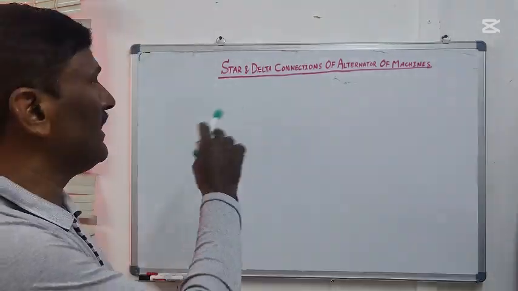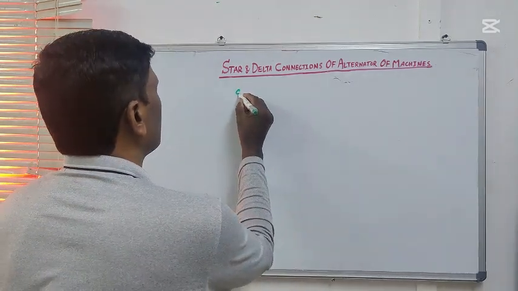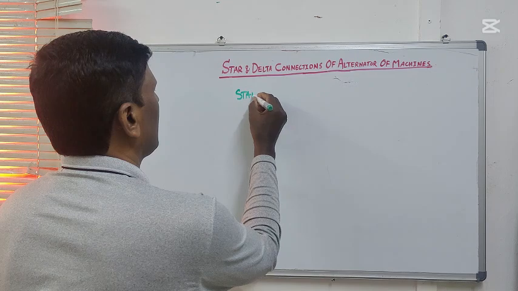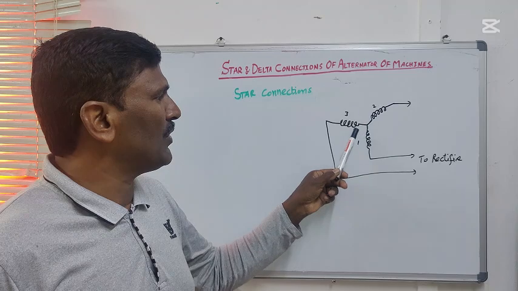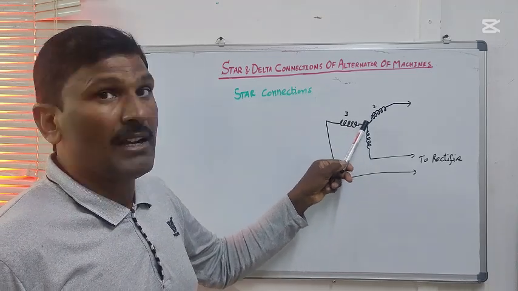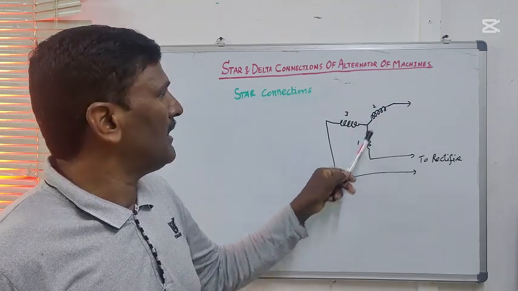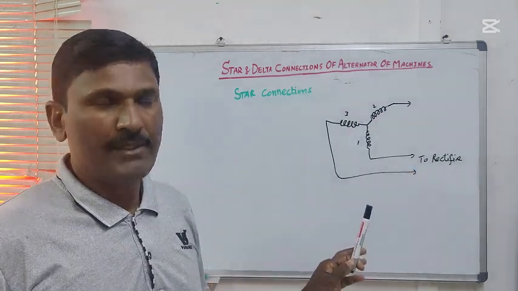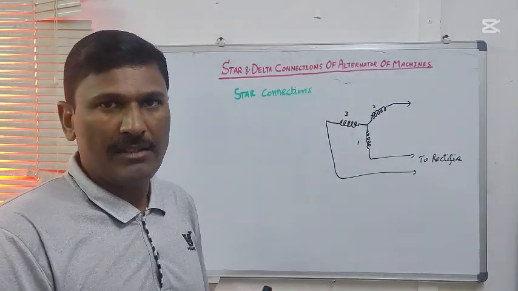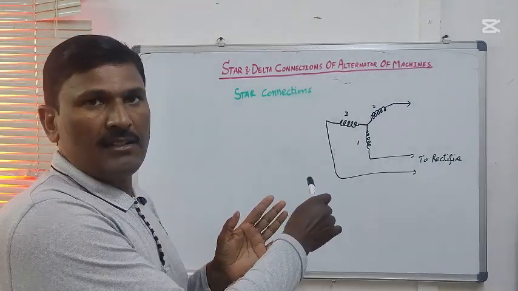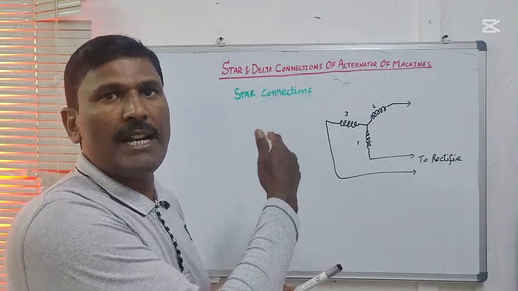So first of all, let's talk about the star connection. So this one is our star connection, and in this configuration you can see one end of each of these three coils connected to a common point, and the other ends go to the rectifier. This is our star connection, and it is also called the Y connection. There are several advantages of this connection, so we will talk about those advantages.